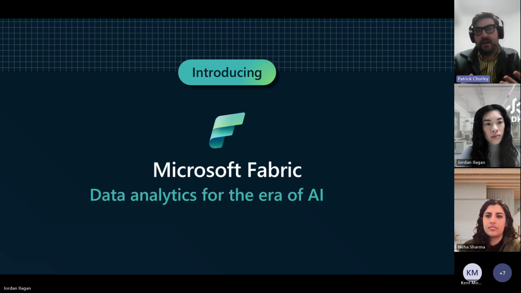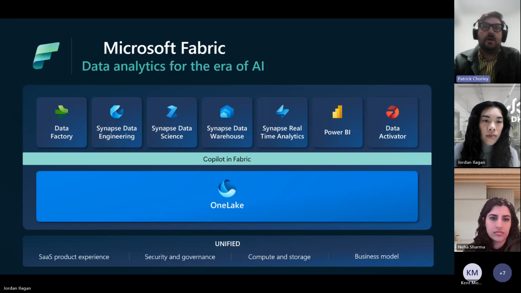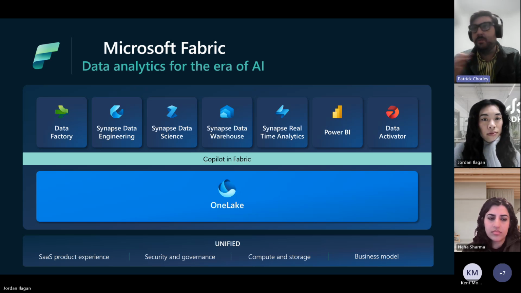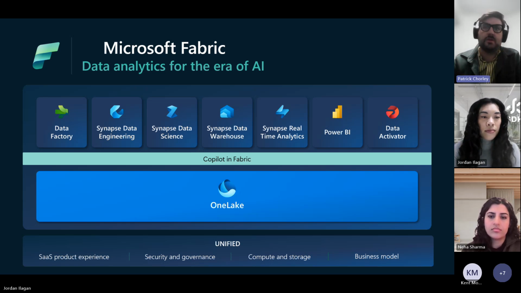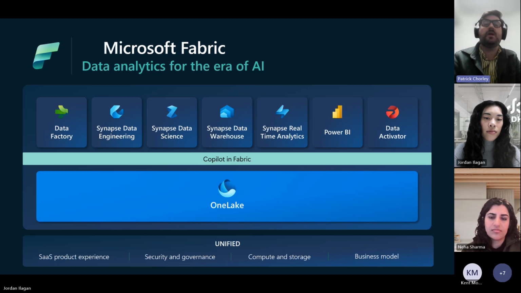So introducing Microsoft Fabric. It's data analytics in the era of AI. For those not familiar with Microsoft Fabric, it has a lot of things that you may be familiar with. Power BI, for example, Synapse, for example. So the data warehousing and data engineering of Synapse, Data Factory from Azure Data Factory, Power BI. One of the newer ones, Data Activator, uses a lot of what's in Logic Apps. So we're not really reinventing the wheel.